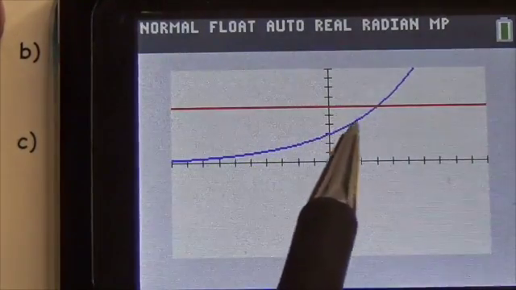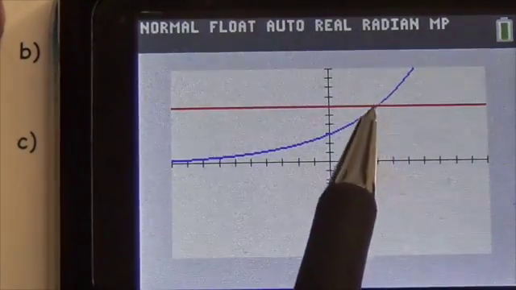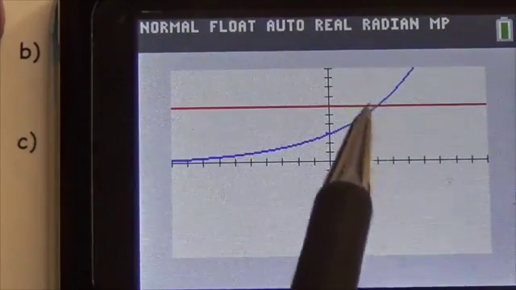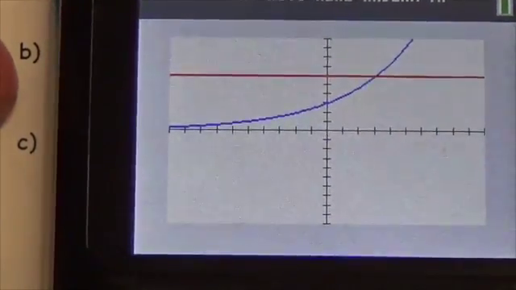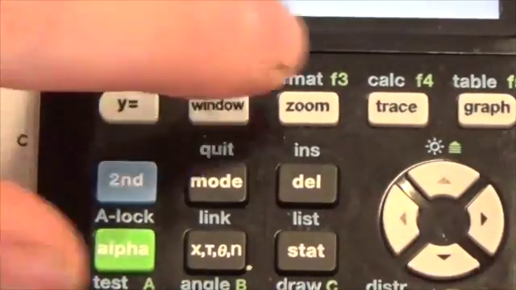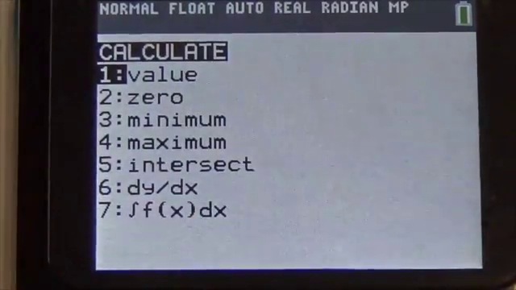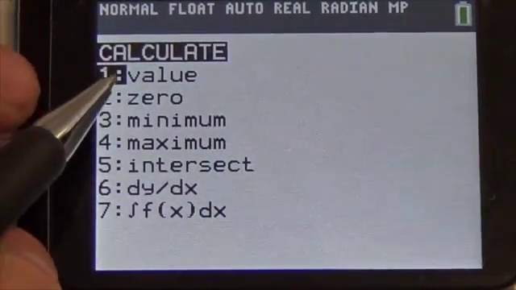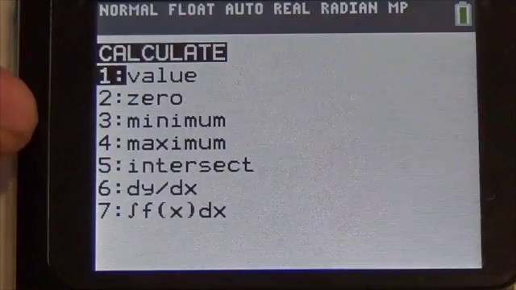Here's the graph that represents the growth of the plant. This is where they meet. So I'm looking for where those two intersect. To find that, I'll press second, trace, once again, to get into the menu that allows me to do work on graphs. I'm looking for where those two graphs intersect, so number 5.